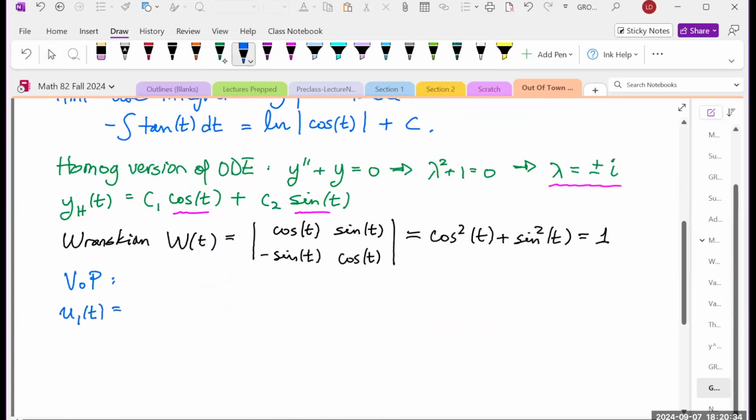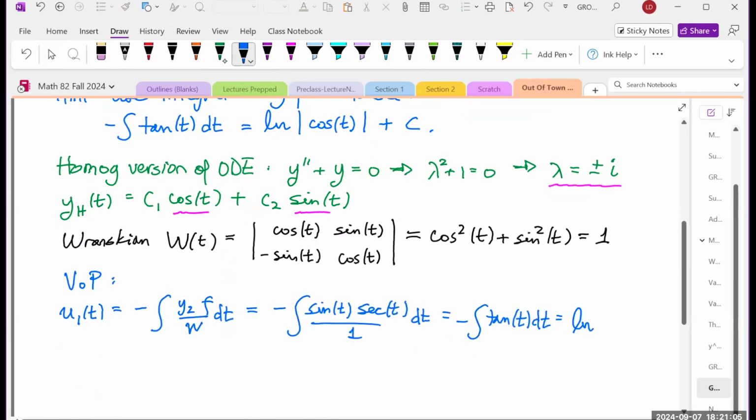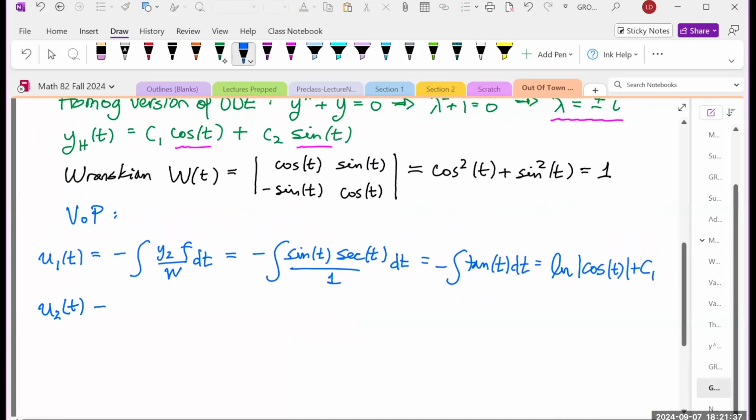u1 of t, which is the first integral, is going to be minus y2 f over the Wronskian, integral with respect to time. Using that integration formula above for the tangent, I have the natural log of cosine plus a constant. My next function of integration for the variation of parameters formula is u2, which is given by y1 f over the Wronskian, integral with respect to time, which in this case is now cosine of t secant t over 1. And that integrates simply to t plus another constant.